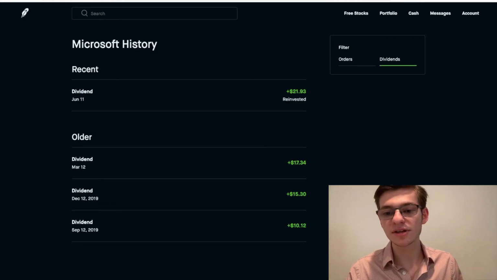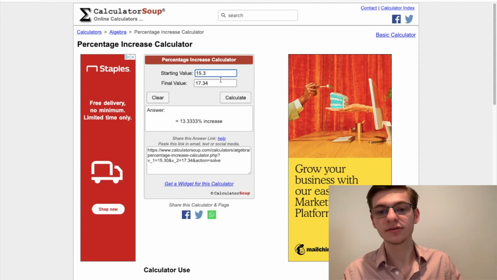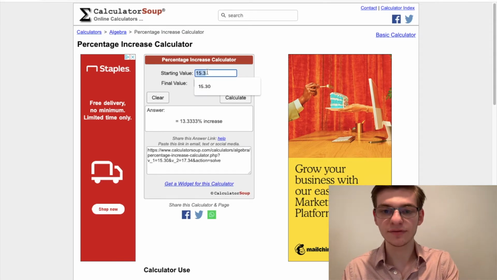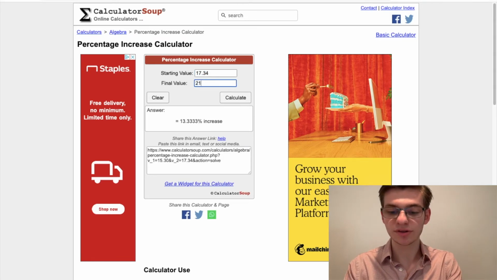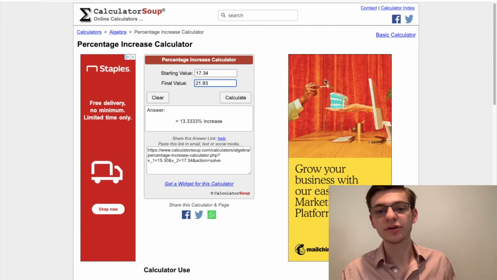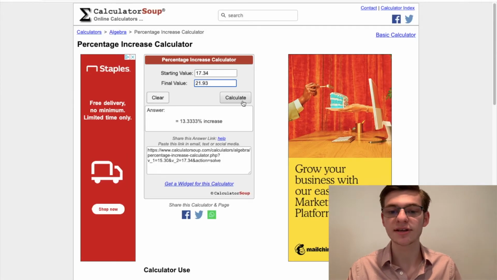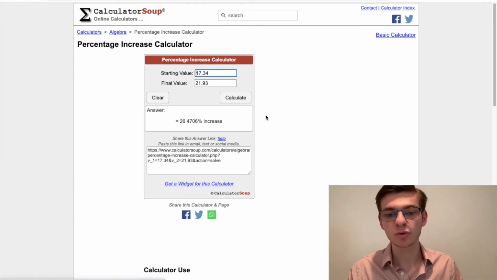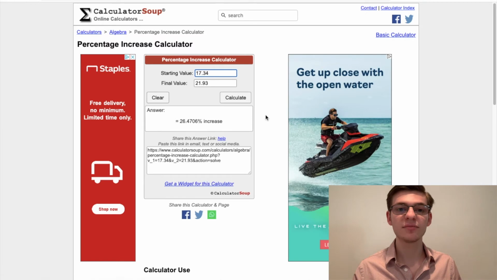So now we're going to do from 1734 to 2193, and then for the finale, we'll do the start to finish increase. So let's calculate that. 26.5%, just about. A lot better than the 13%. Another increase, another gain there.